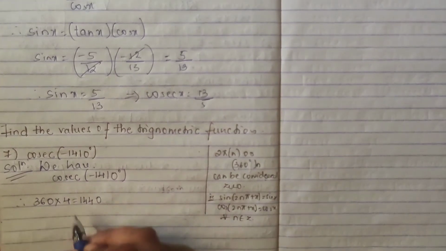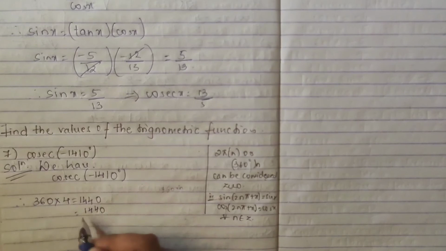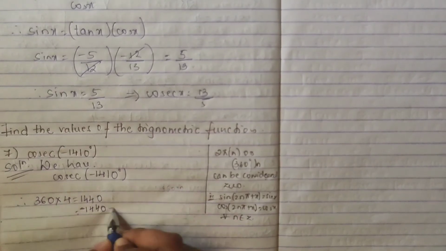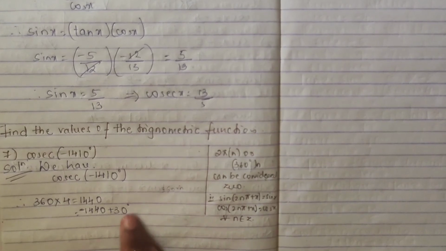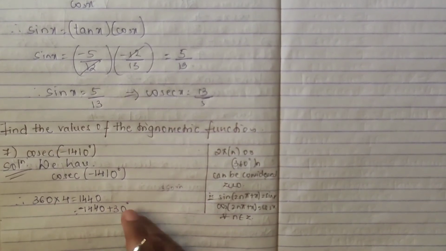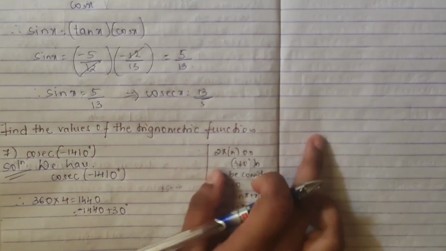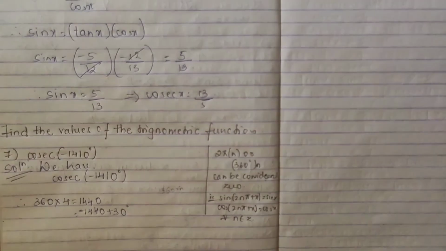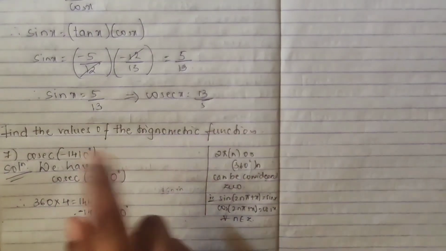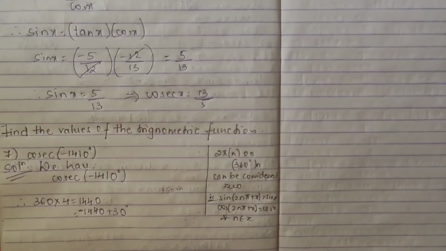So this I can write as minus 1440 plus 30, right? Because at the end, for the 30 degree angle I know the value, right? 0 degree, 30 degree, 60 degree, 45 degree. You have to make sure that you get that part. The table which I have told you, you should write it down, you should note it, you have to learn that table by heart.